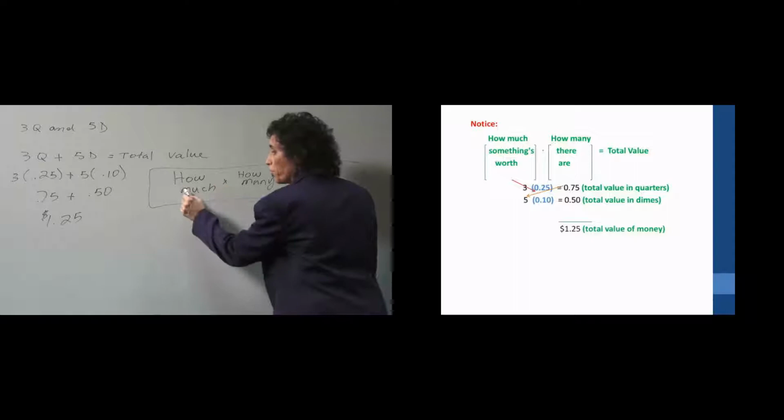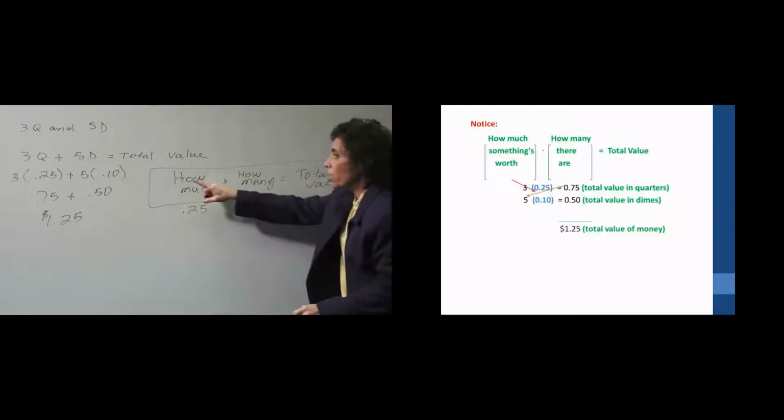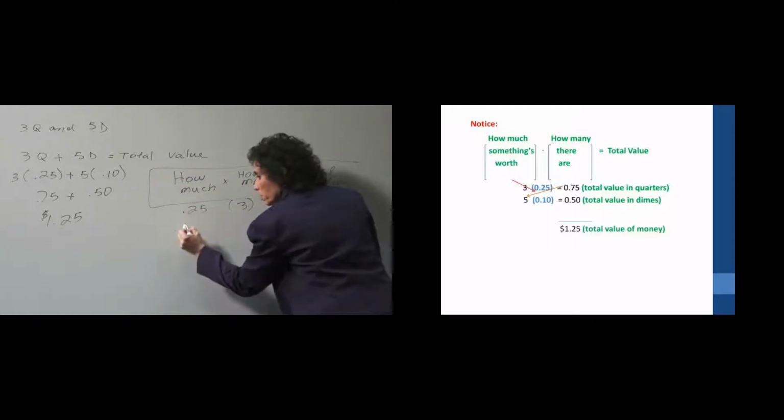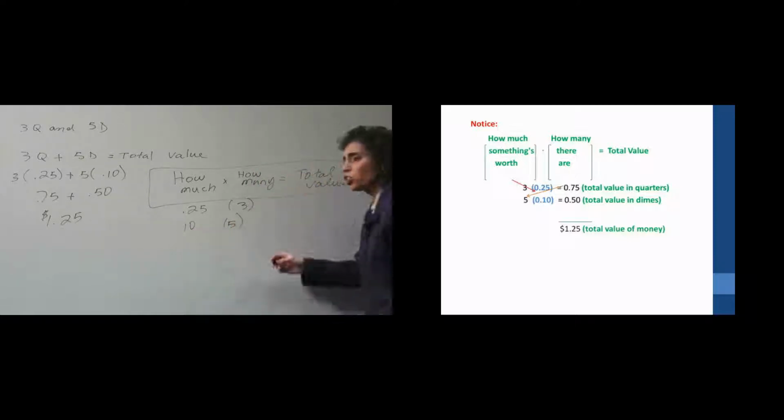For instance, the quarter is worth 25 cents times how many I have. I have 3 of them. The dimes are worth 10 cents, and how many do I have? 5 of them. So it's how much times how many.